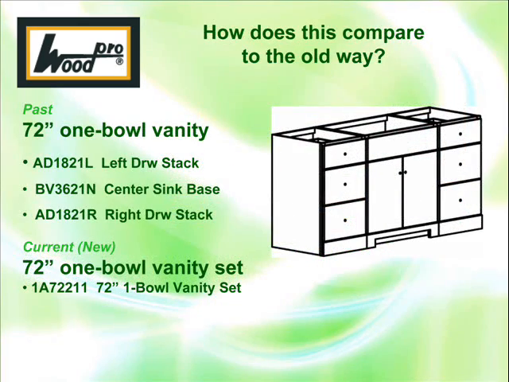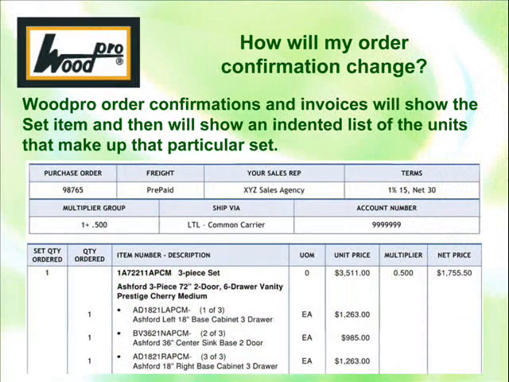In the past, a 72-inch one-bowl vanity, as shown at the right, was comprised of 3 cabinets: the left drawer stack, the center sink base, and the right drawer stack. With the new sets, we can order one model for the 72-inch one-bowl vanity, and that model in this case would be a 1A72211.